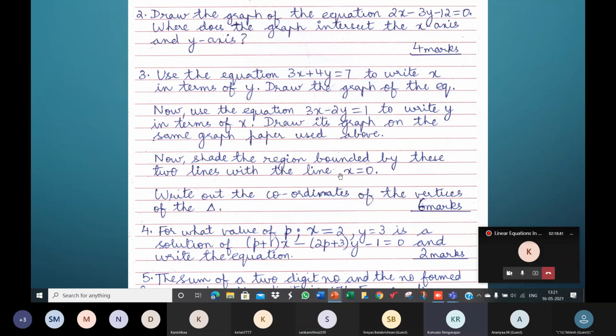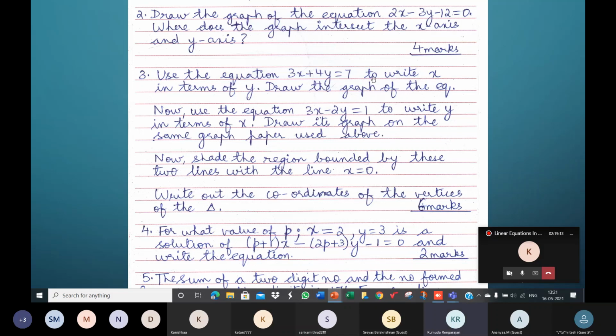Now there's another line, x is equal to 0. The graph of which you need not make, because you know that x is equal to 0 is the y-axis itself. So the y-axis is the third line. We have two lines already. Now the third line is the y-axis itself. These three lines will enclose a triangle, because a triangle has three sides. You must shade that triangle enclosed by these three lines.